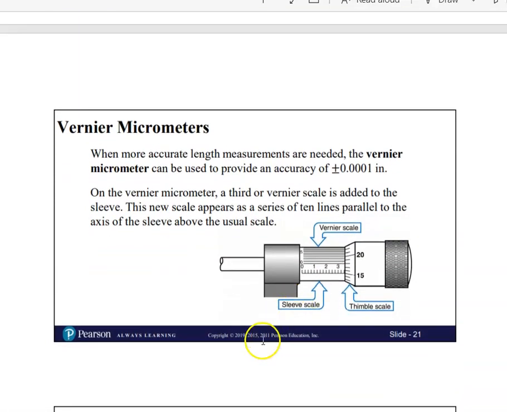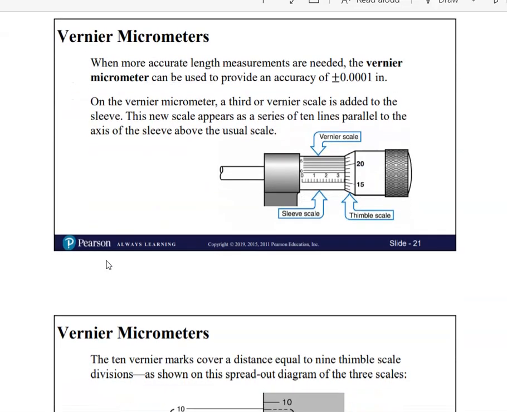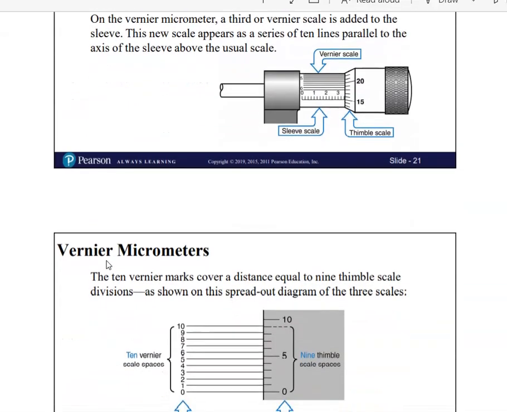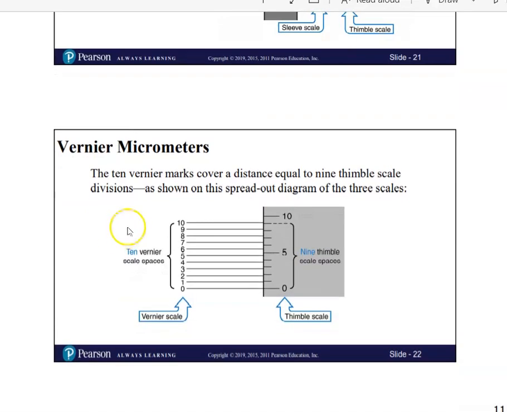When more accurate length measurements are needed, the vernier micrometer can be used to measure to an accuracy of plus or minus 1/10,000th of an inch. So that's getting even closer, even more specific. The 10 vernier marks cover a distance equal to 9 thimble scale divisions, as shown on the spread.